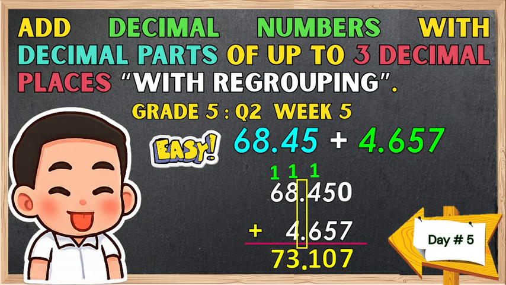In today's lesson, we're going to discuss how to add decimal numbers with decimal parts up to 3 decimal places, this time with regrouping. This should be quarter 2, week number 5 of grade 5 mathematics, day number 5.